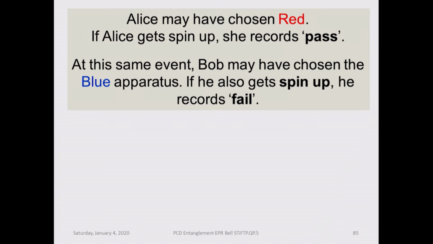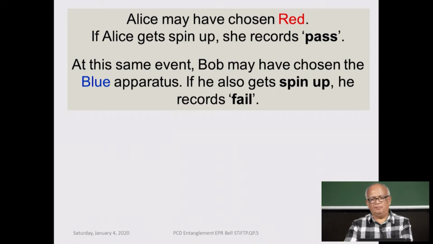And we now need to do some bookkeeping. Bookkeeping means, okay, what is the result that Alice gets, and we have to record that result. If she gets spin up, she will record it as pass. If she gets spin down, she will record it as fail. Okay, so, this is the bookkeeping vocabulary that we are now going to develop.